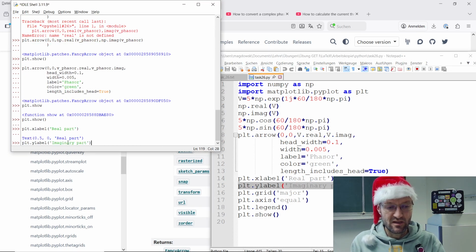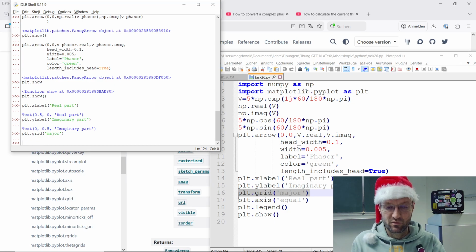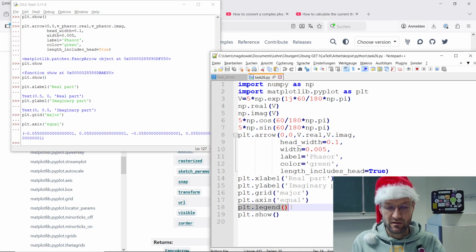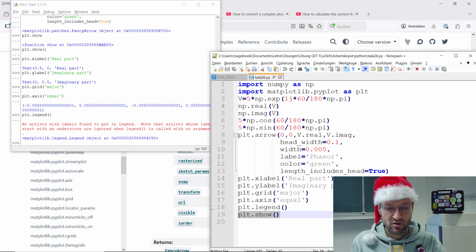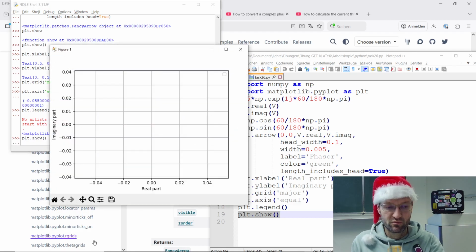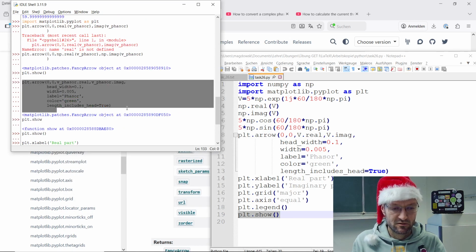So we can label the axis, say there's a real part, there's an imaginary part. We would like to have a grid, and we would like to make the axis equal, and maybe also show this legend, and then plot, and then I hope it works. No, it does not work because, yeah.